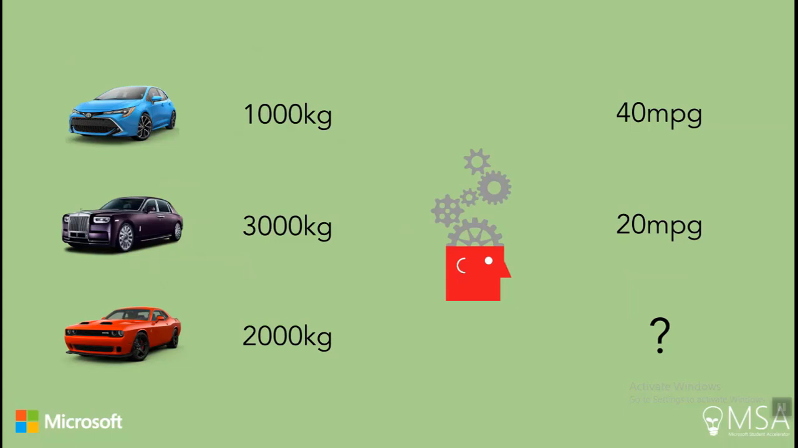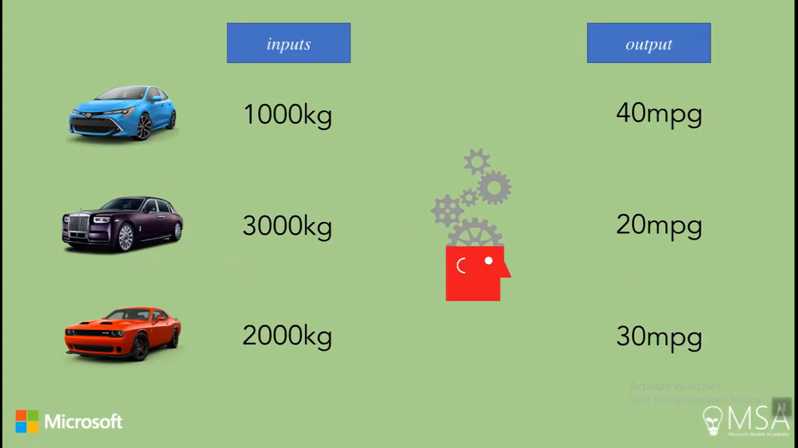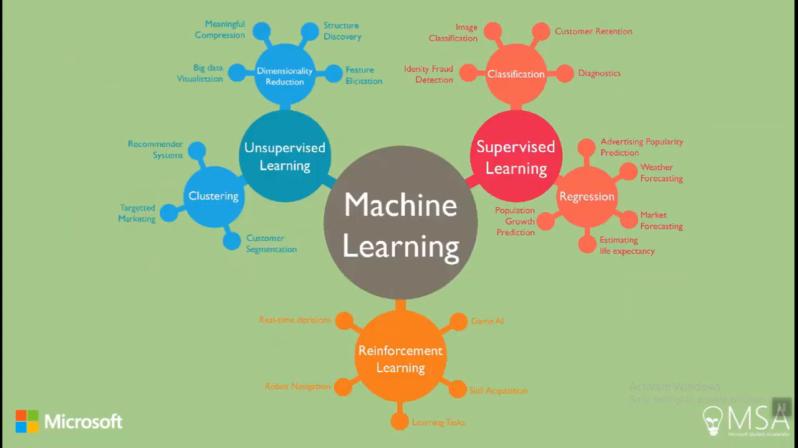So what we're doing here, we have a bunch of inputs, and then you have a bunch of outputs. And we're trying to map the inputs to the outputs. So in the case here, the input is the weight of the car, the output is the fuel efficiency. And this is a certain type of machine learning called supervised learning. There are other types of machine learning, such as unsupervised learning and reinforcement learning. But the most commonly used one is supervised learning. So that is what we'll be going through in this section of the course.